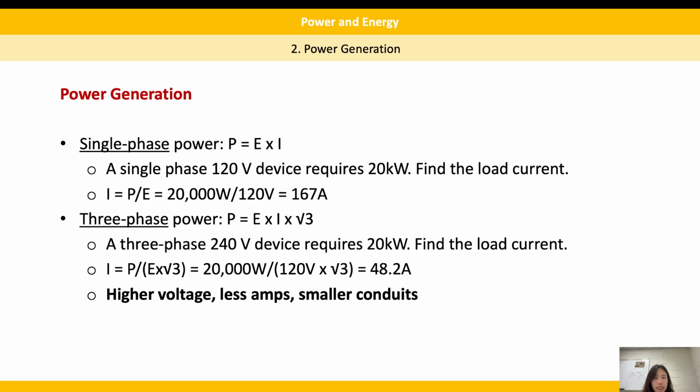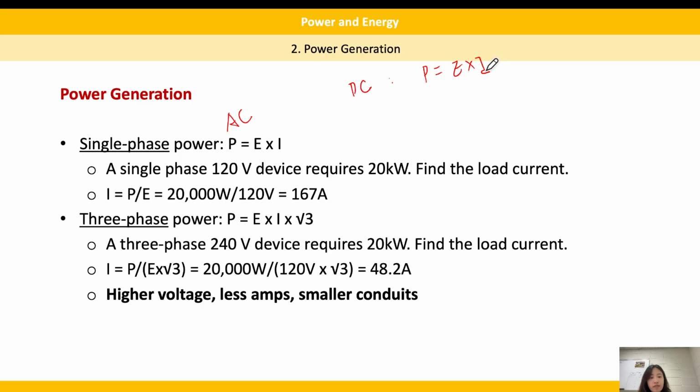And how to do the calculation. So for single phase power, P is E times I. It's the same as direct current. Because single phase power is always for AC, and for DC, we also use this one. The same as DC. Okay, power is voltage times current. For example, a single phase 120 volt device requires 20 kilowatts. Find the load current. I is P divided by E. We can get the current.